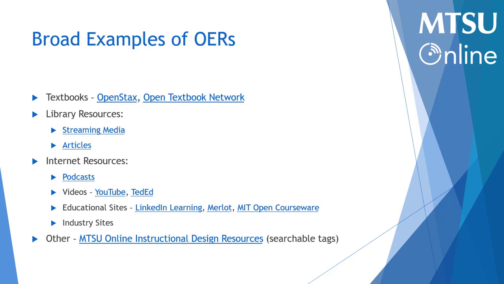Some broad examples of OERs. There are textbooks such as OpenStax or Open Textbook Network or Open Textbook Library. These are options where full textbooks are available through these different sites. The MTSU Library or the Walker Library actually has a membership in the Open Textbook Network, so you will be able to access that information. And then other opportunities such as OpenStax are simply available through a general web search or by clicking links.